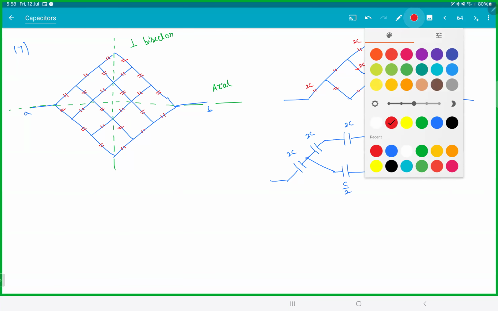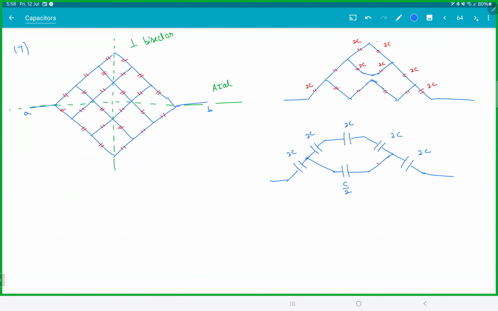You can simplify this further. Now it is how much? This guy is 2C by 3, 2C by 3, C by 2. 4 by 2 by 3 plus half. 2 to 4 plus 3, 7. 7 by 6. 7 by 6 into C, 13 C by 6.